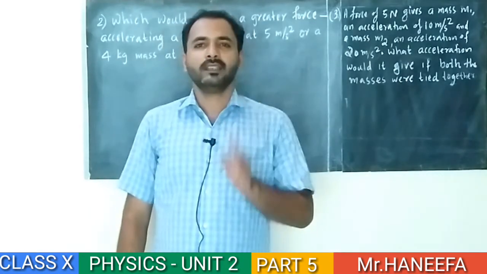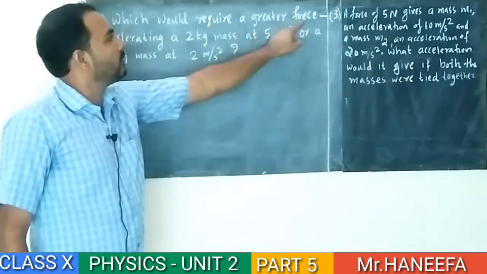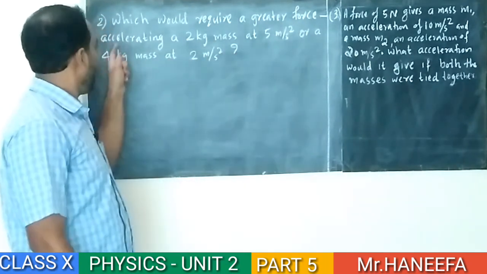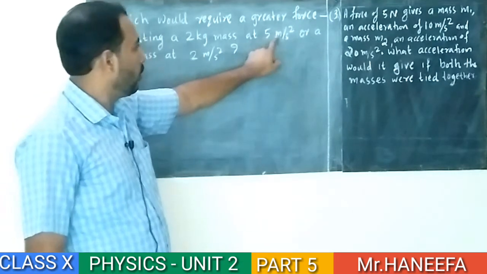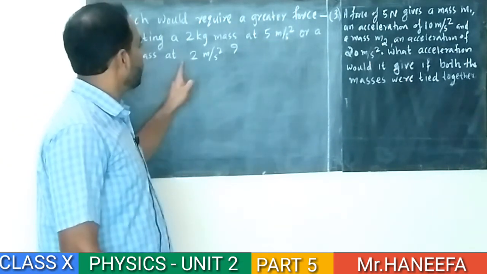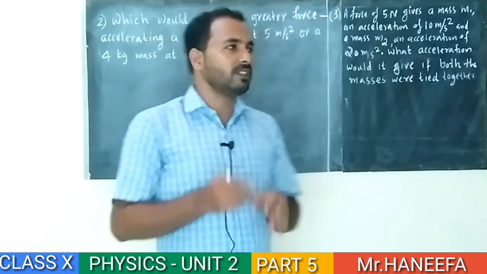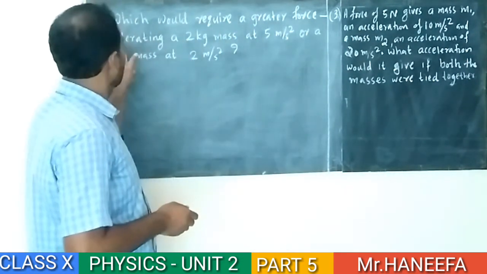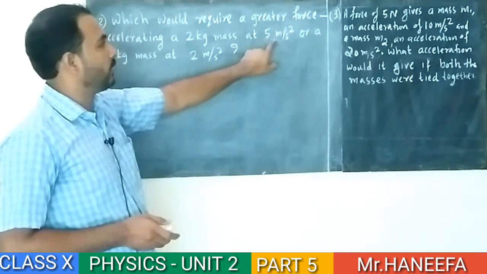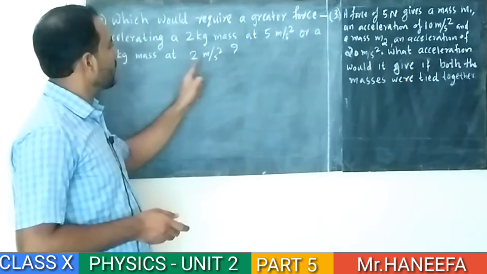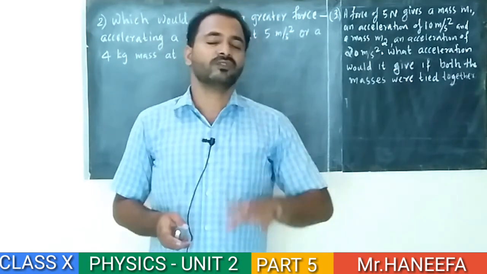Next, the second question is, which would require a greater force: accelerating a 2 kg mass at 5 meter per second square, or a 4 kg mass at 2 meter per second square? Here there are two cases. In the first case, accelerating a 2 kg mass at 5 meter per second square, or a 4 kg mass at 2 meter per second square, which would require a greater force.